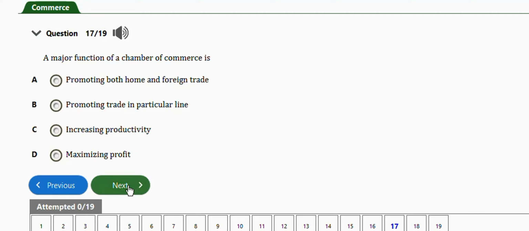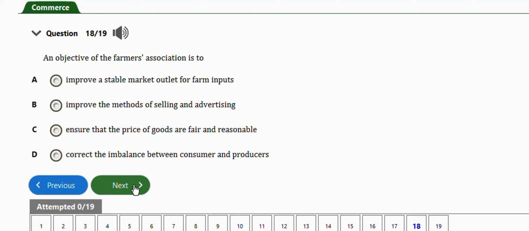Next question. A major function of Chamber of Commerce is to promote both home and foreign trade. Okay, next question. An objective of the Farmers Association is to improve a stable market outlet for farming produce, improve the methods of selling and advertising, ensure that the price of goods are fair and reasonable, correct the imbalance between consumer and producer. The right answer is option C, to ensure that the price of goods are fair and reasonable.